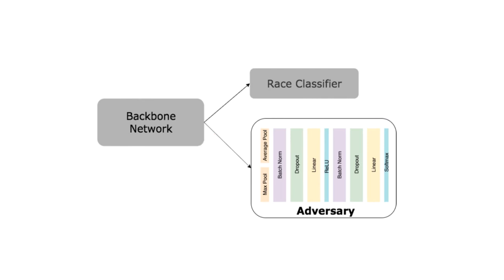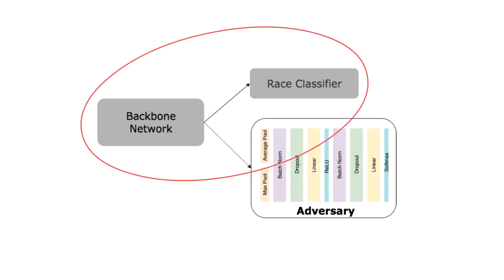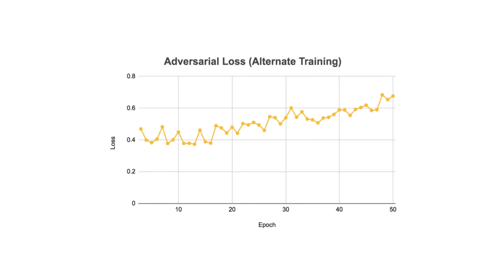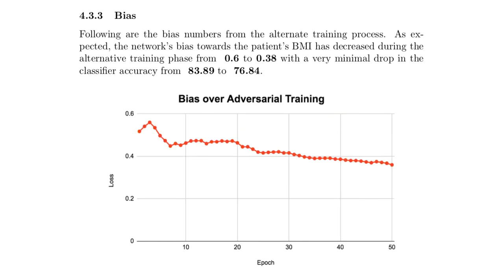Then, we train the backbone and the race classification head by backpropagating the race classification loss as well as the adversarial loss. Over epochs, we can observe the adversary losing its ability to predict BMI from the backbone feature, and hence we see the adversarial loss increasing. Eventually, we see the bias metric falling from 0.6 to 0.38. Yay!